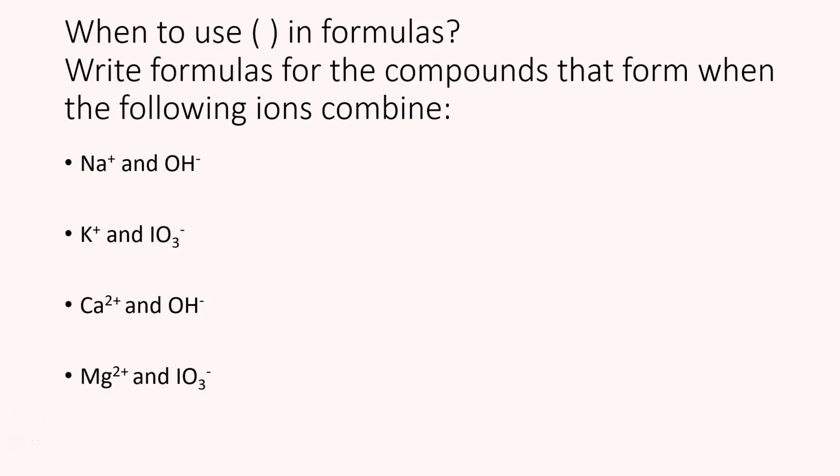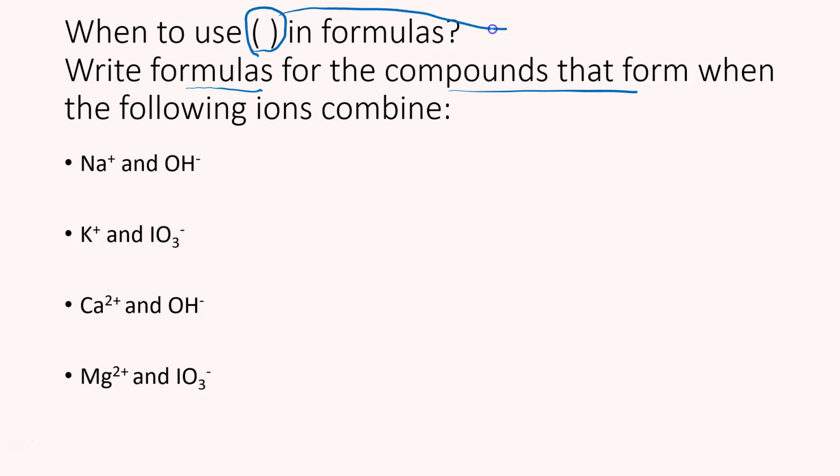Hi everyone. In this video, I want to try to clarify when we use parentheses in the formulas for ionic compounds. So they want us to write formulas for the compounds that form when all of these ions combine. So first we have sodium, and then OH is hydroxide. This is a polyatomic, and that reminds me of something.